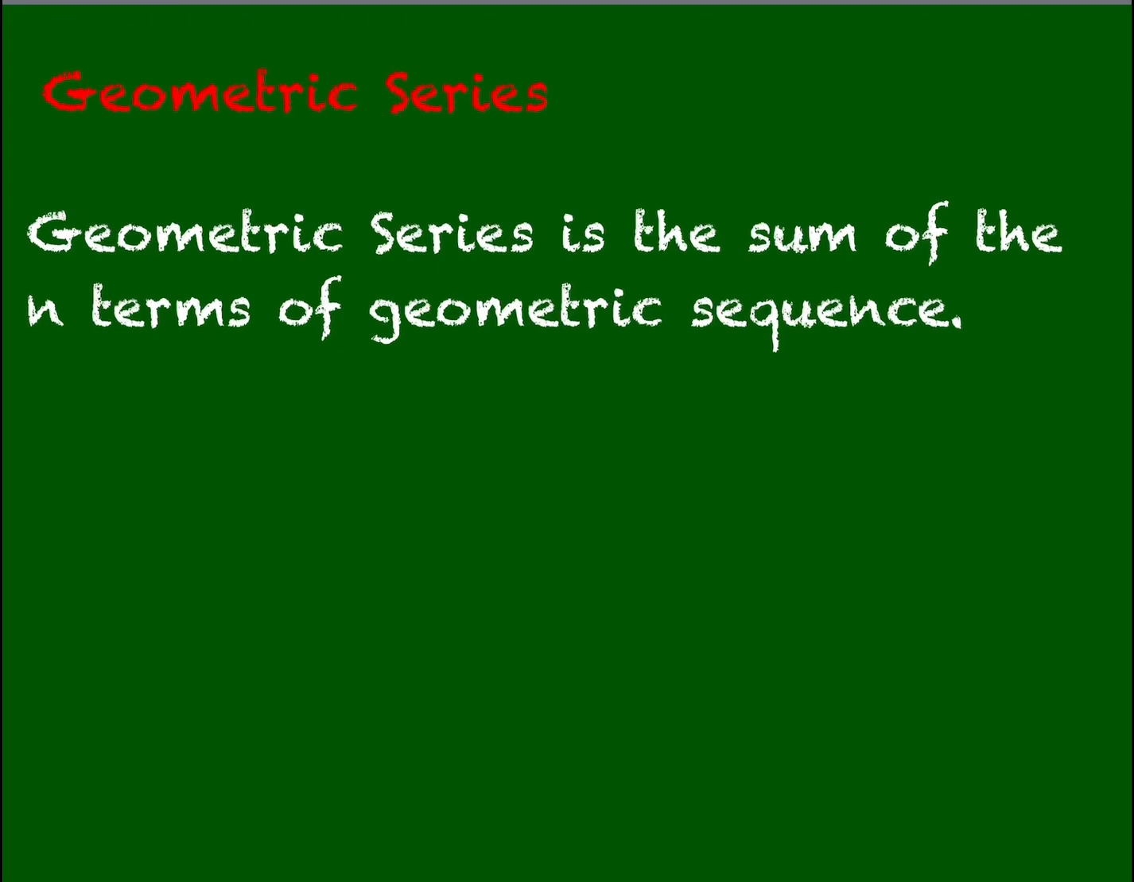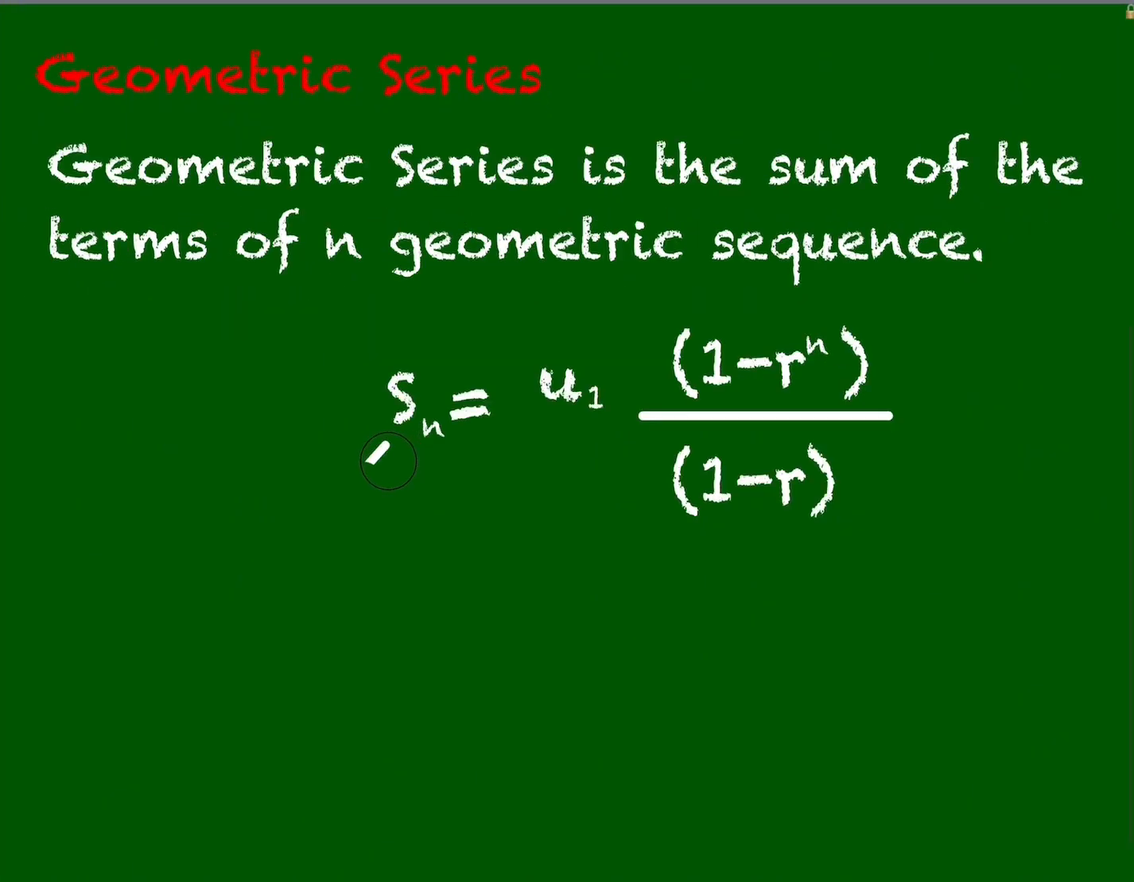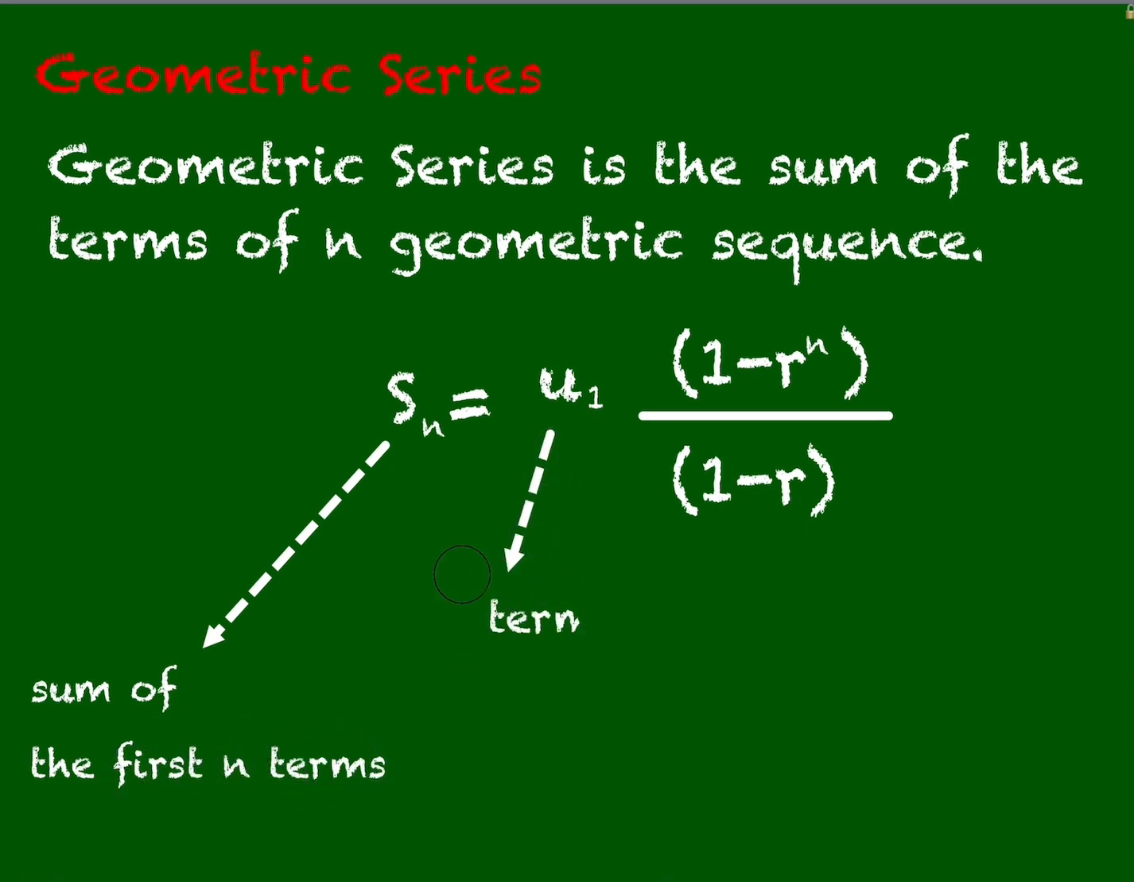A geometric series is simply the sum of the n terms of a geometric sequence. The sum of the first n terms of a geometric series is equal to the first term multiplied by the fraction, where the numerator is 1 minus the common ratio raised to the power of n, and the denominator is 1 minus r.